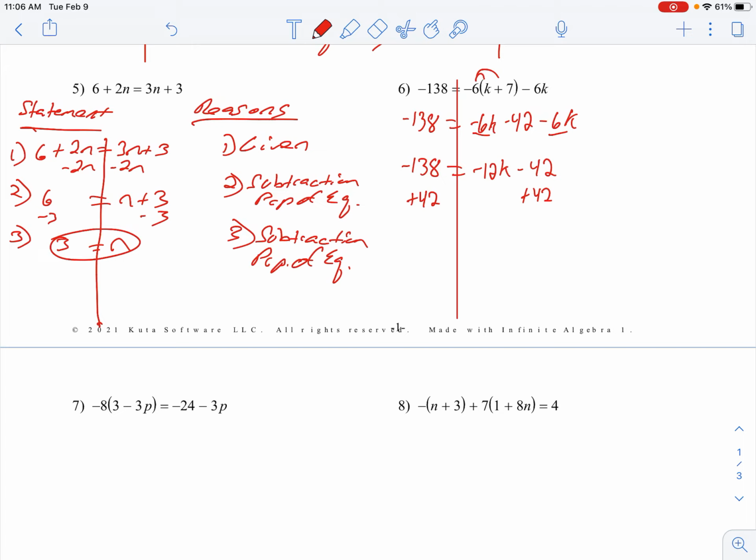Watch your signs right here. Negative 138 plus 42 gives me negative 96. And that's negative 12 times k. The inverse of multiplication, again, is division. And again, watch your signs. You get a k on the right, negative 96 divided by negative 12. That is positive.